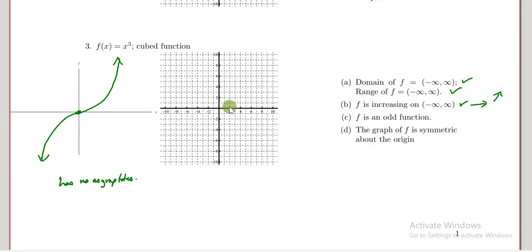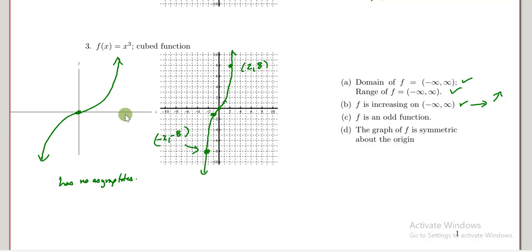So for example, let's plot some points here. If I were to plug in 2 into this function, it's going to spit out 8. And if I were to plug in the opposite of 2, it's going to spit out the opposite of 8, so -2, -8. That, when you plug in opposite numbers, you get out opposite outputs, is the hallmark of an odd function. And then here's just a quick rough sketch, placing some points on here.